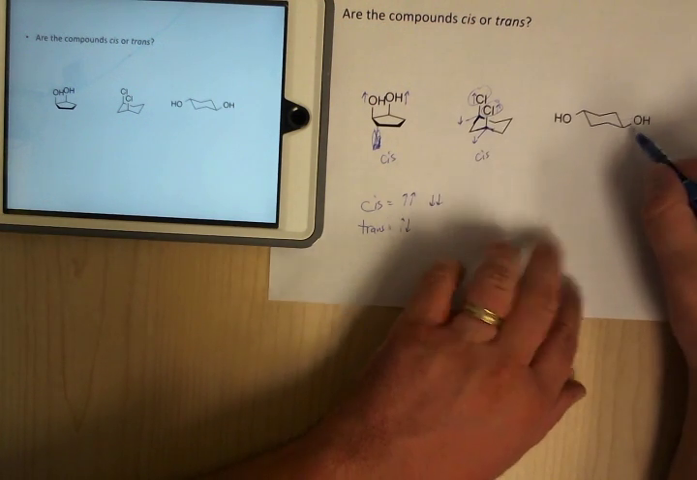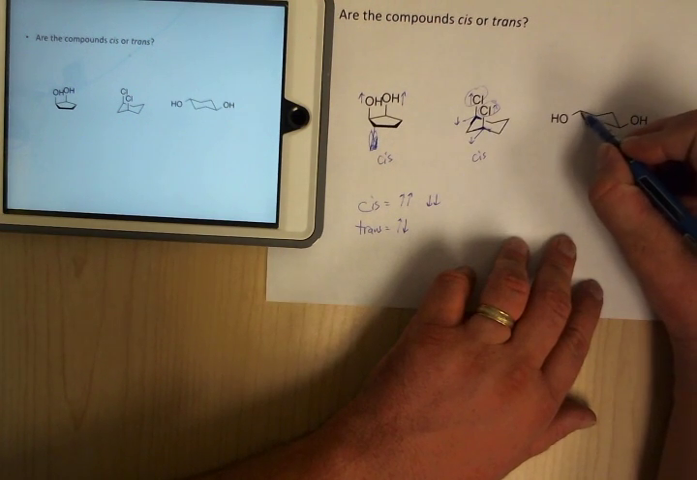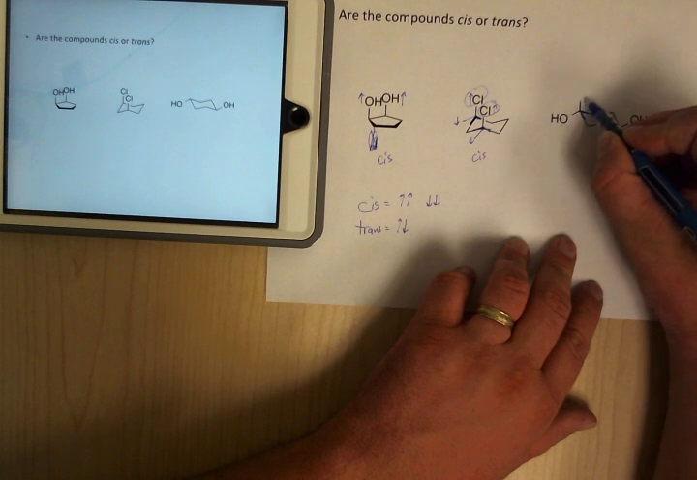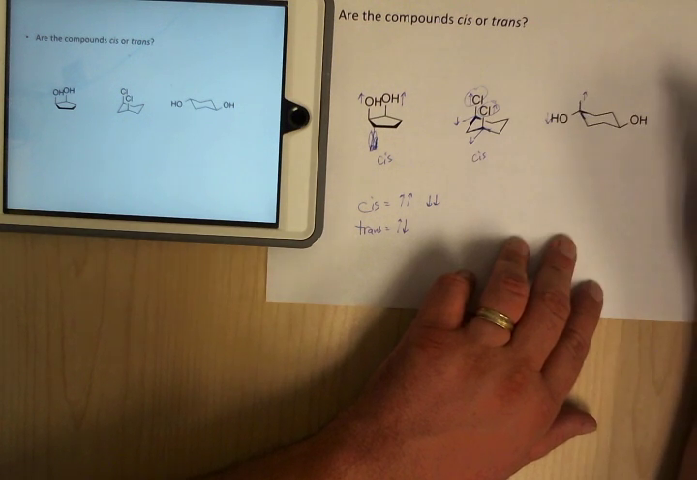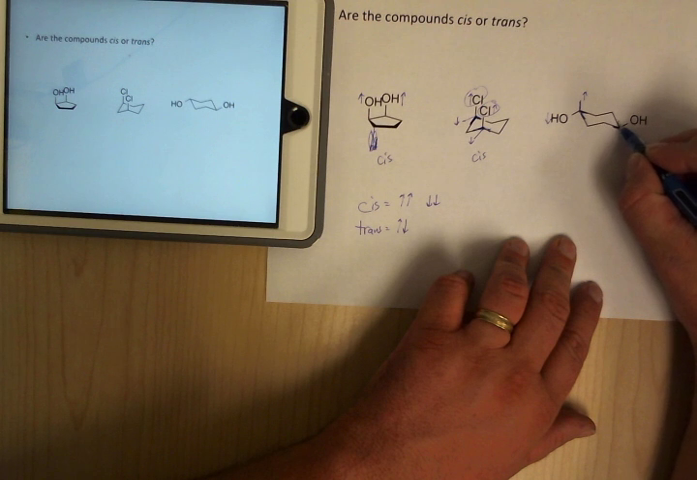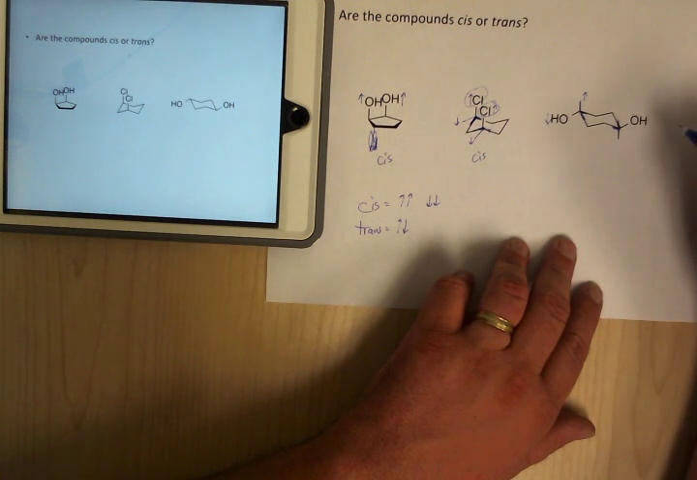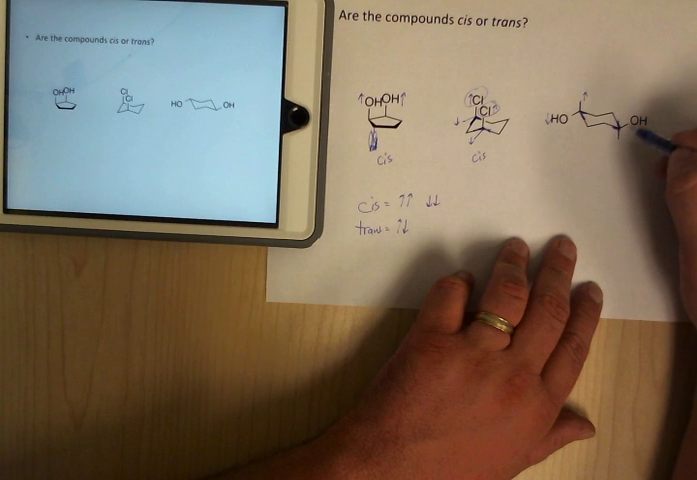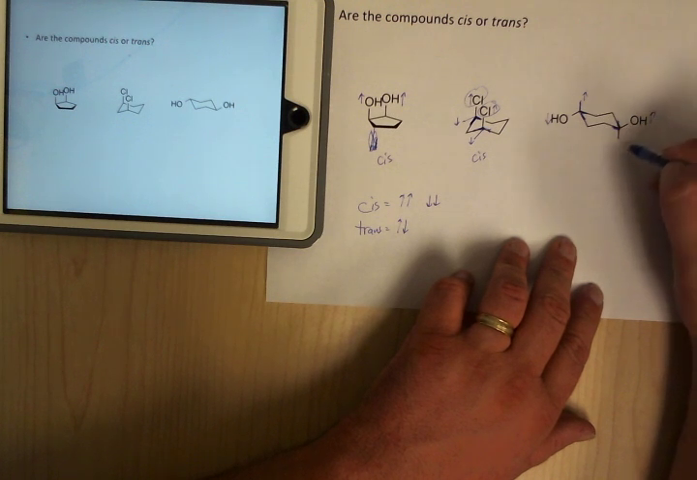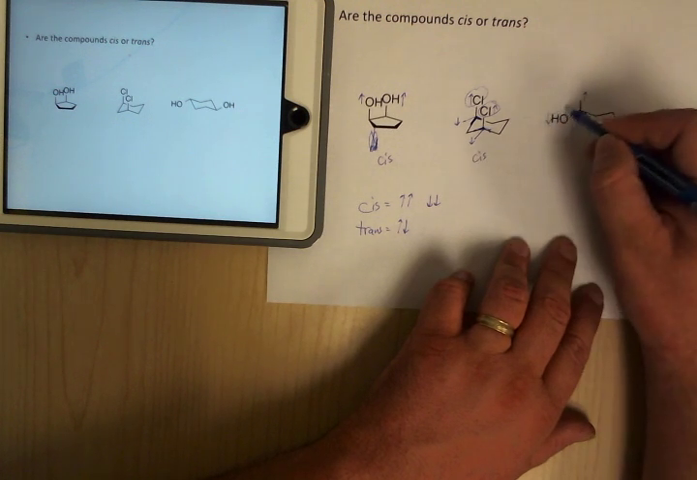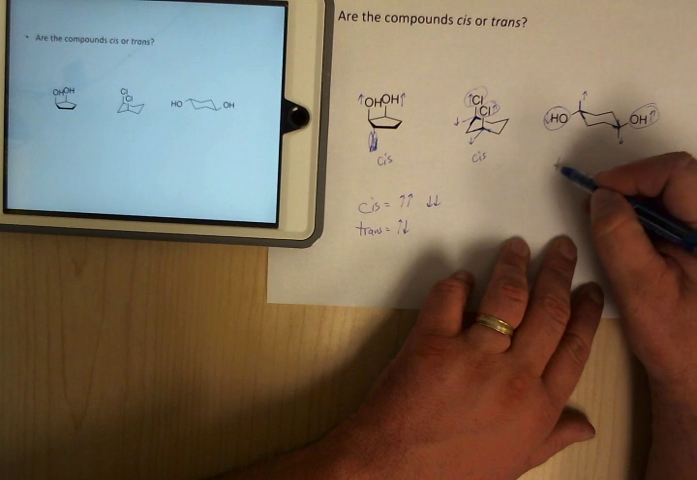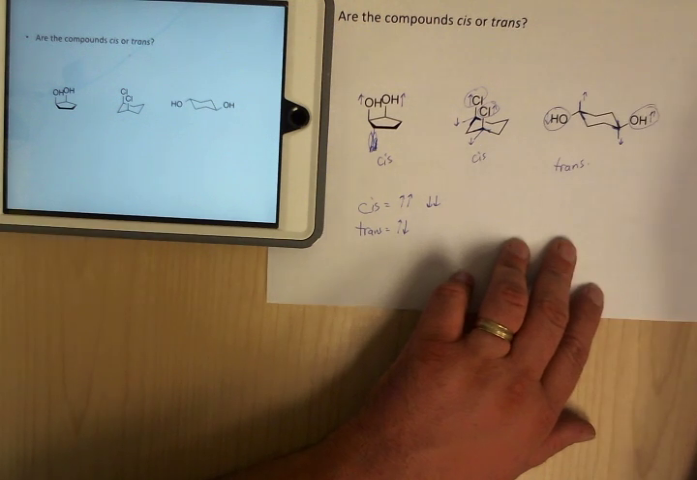Now this one here. Again, the axials point up, so there's one up here, the axial up. That means this is down. So in this case, the axials point down, which means the axial is down. This is equatorial, which means that's down. That means this is up. So we have a down and an up, so that means this is trans.